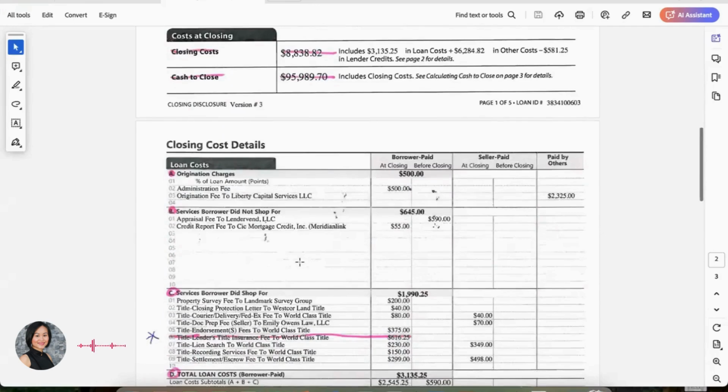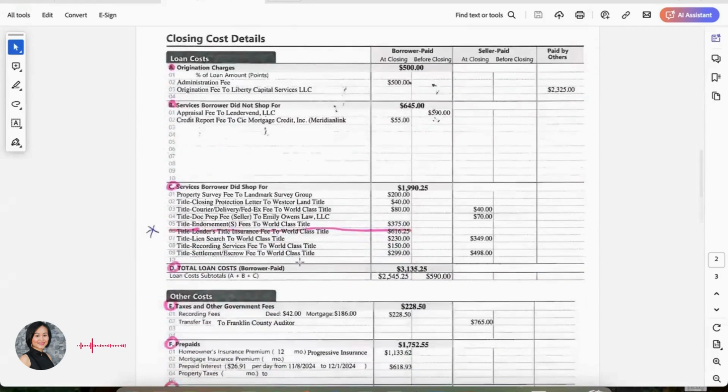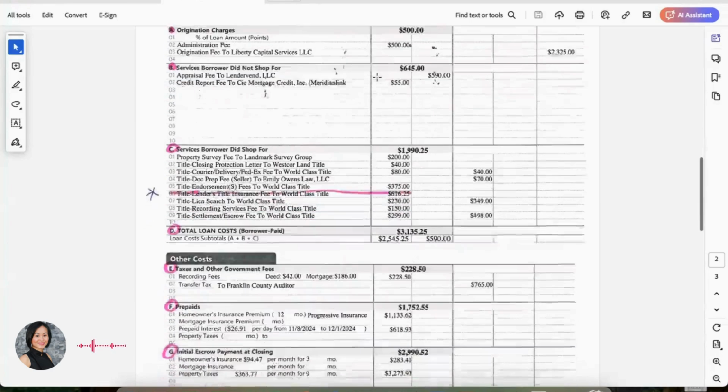Let's break it down a little more. Again, remember I said you've got to look into the breakdown. You cannot use a total number and think that's your total closing cost, as when we reviewed the LE. So here we go. All right. The origination fee is the same. So it's a good thing.